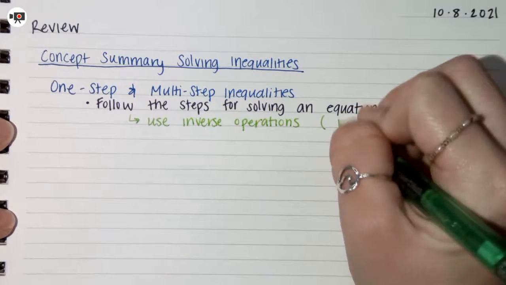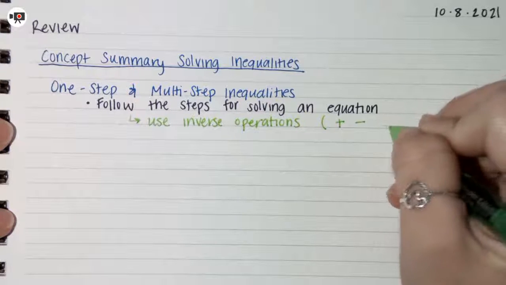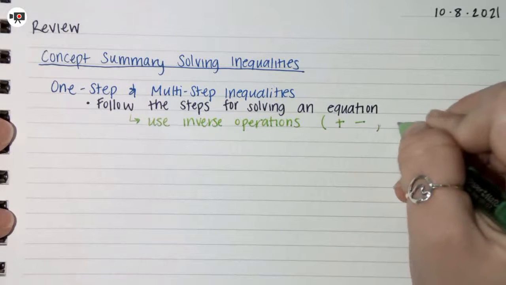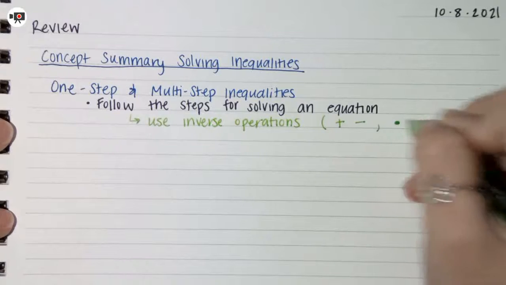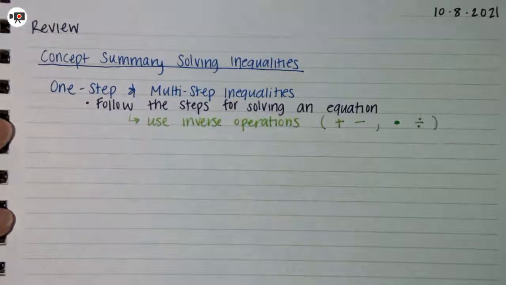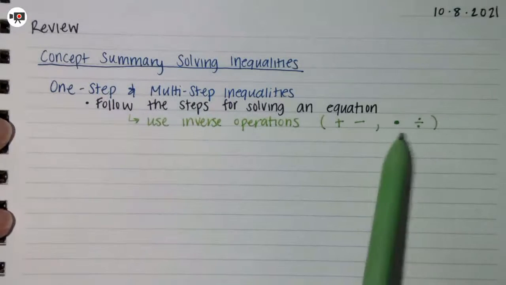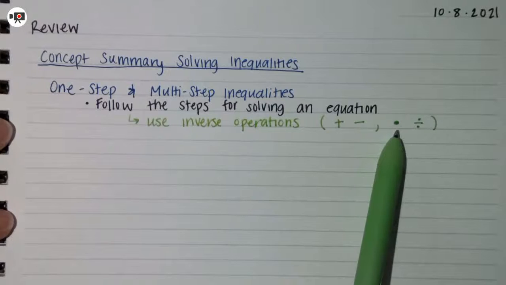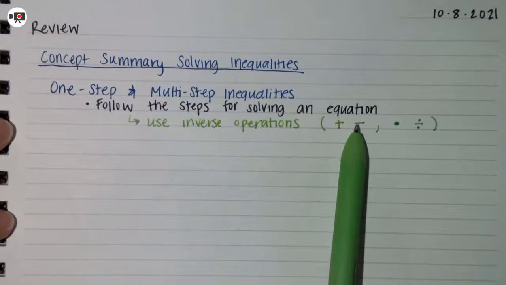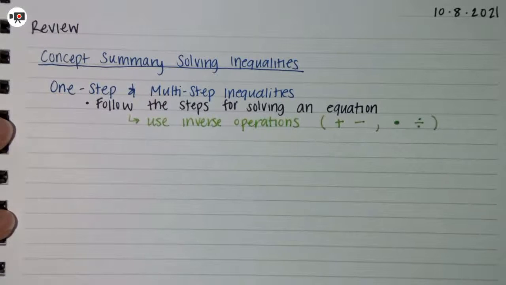That means if something is being added, you subtract to move it to the other side. If something is being multiplied, you have to divide to move it to the other side. These are inverse operations. If something is being multiplied, you cannot subtract it to the other side. You have to do division. So follow those ones.